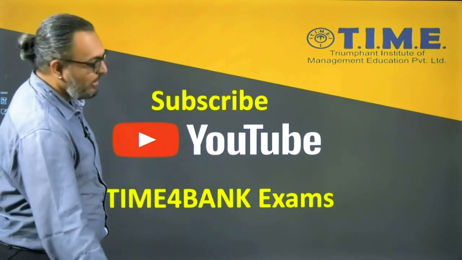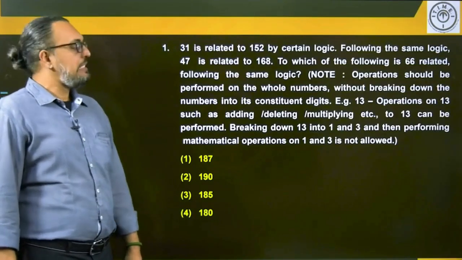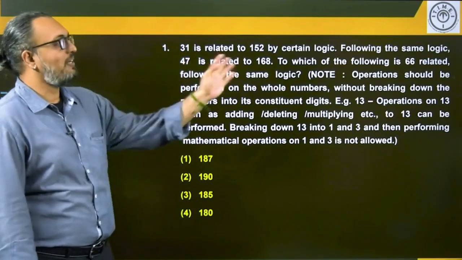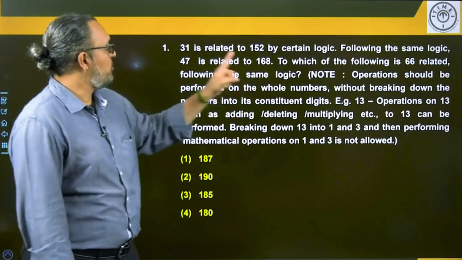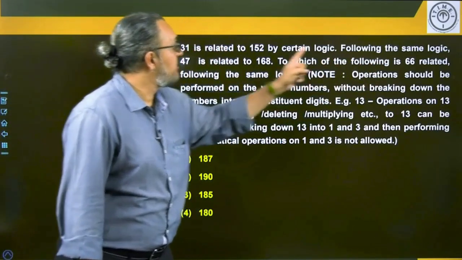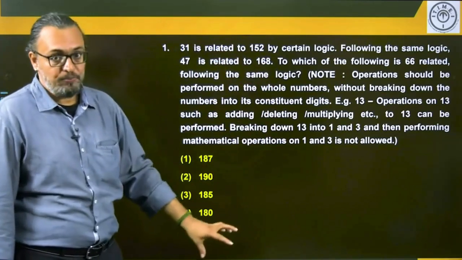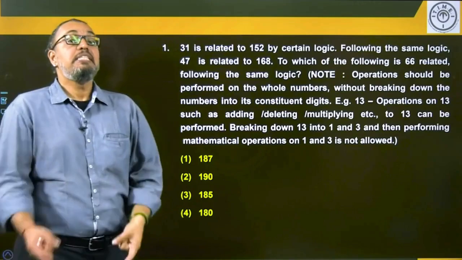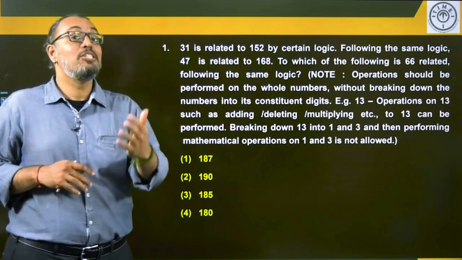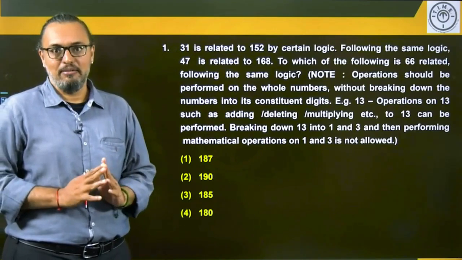Okay? Right. Now, in the analogies, look at the question. He says 31 is related to 152 by a certain logic. Following the same logic, 47 is related to 168. Now, to which of the following is 66 related following the same logic? And there is a note. Before we move further, these are the actual questions that were asked in your SSC CGL 2024 exam. These are your actual questions that we are discussing here.